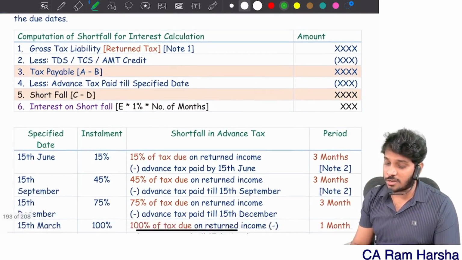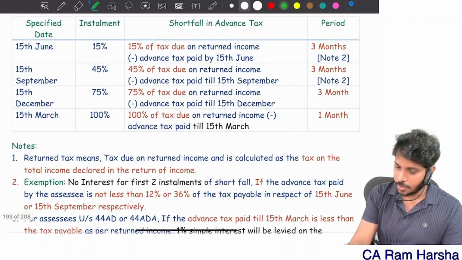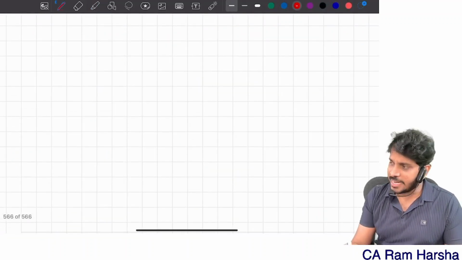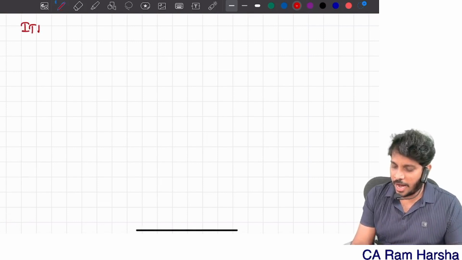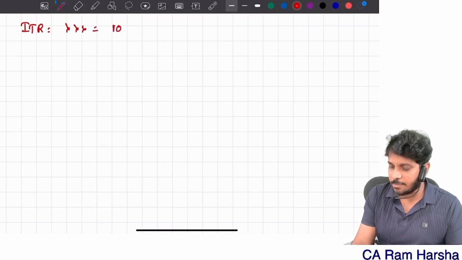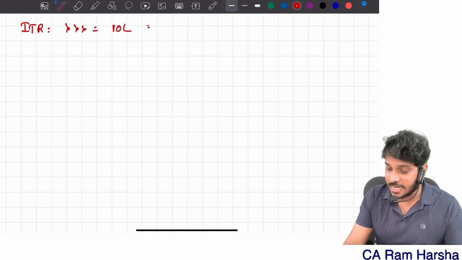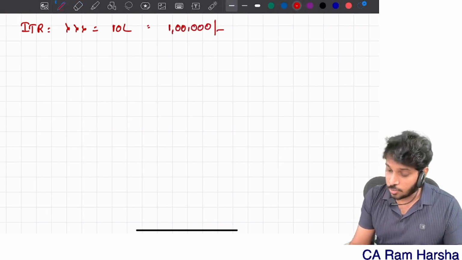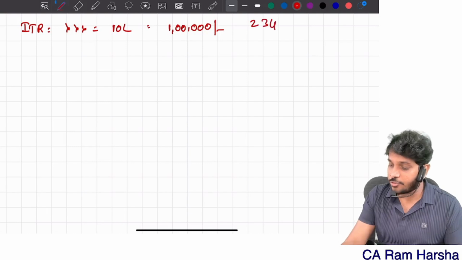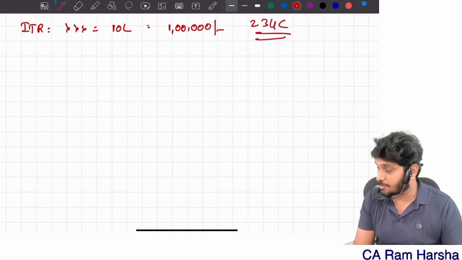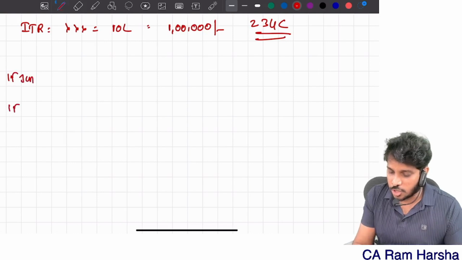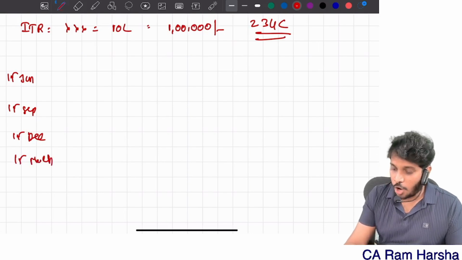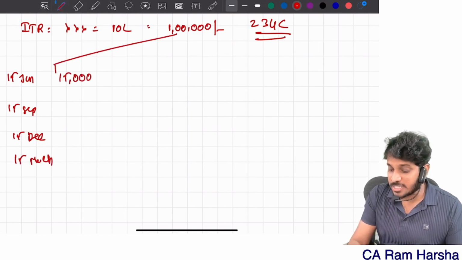How should I compute the shortfall? Very simple. In the exam they will give you a problem. They will give you the income in the return, for example 10 lakhs. On that, compute the tax liability. For example, 1 lakh is the tax coming. Getting it? Now, how to compute the problem under 234C? Interest under 234C is applicable. Now, 15th June, first installment, 15th September, 15th December, 15th March. How much will you pay? Minimum 15,000 you must have paid.